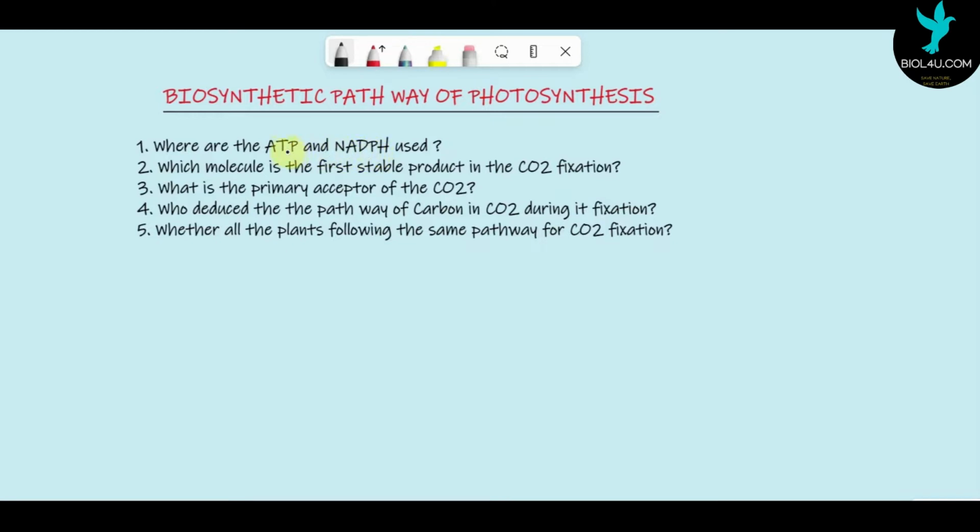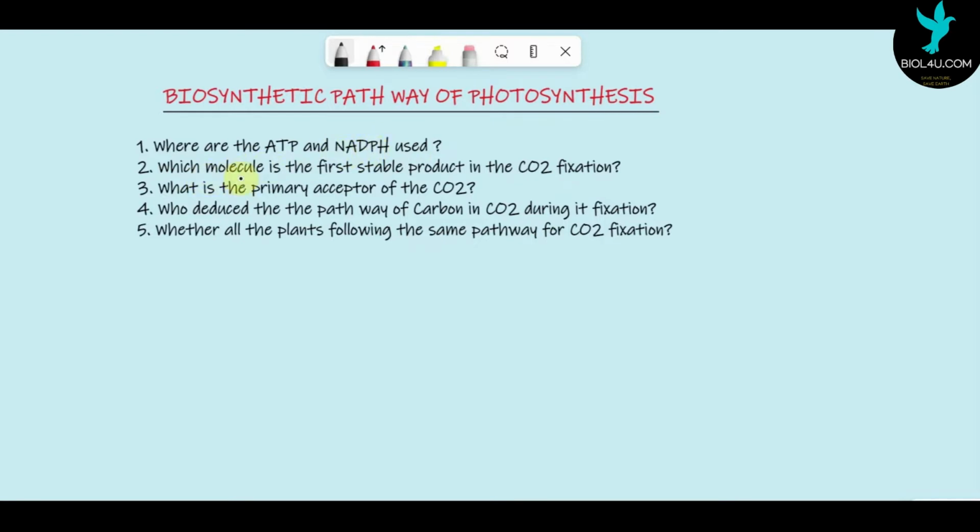This ATP and NADPH is used for the biosynthetic pathway, which is also known as the dark reaction. Let us analyze how the biosynthetic pathway proceeds and what the different aspects of this pathway are. In this video we are going to answer some questions. First, where are the ATP and NADPH, which are prepared in the light reaction, exactly used in the biosynthetic pathway?